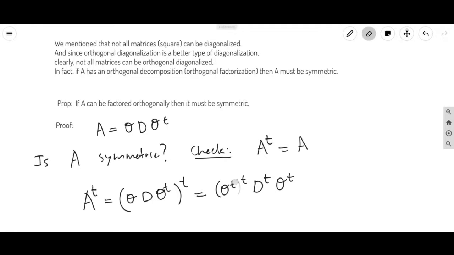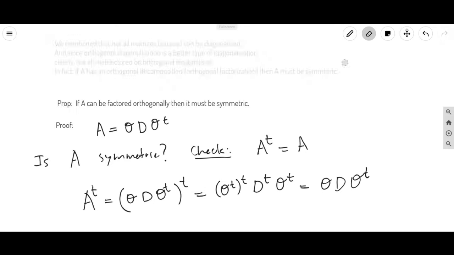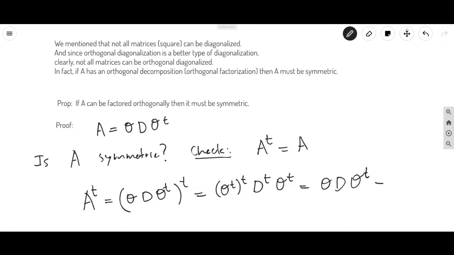Now, when you take the transpose of the transpose, that's the same thing as getting back to the original matrix. A diagonal matrix, because all of the numbers are on the diagonal, does not change when you transpose it. And this is just O transpose. So if we do that, that will give us that this is O D O transpose. Because again, the transpose of a diagonal matrix is itself. But what is this? This is what we started with. That is just A. You're just copy and pasting it in there. And so you have that A transpose is equal to A.